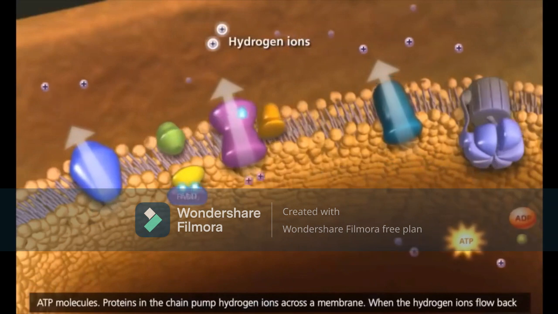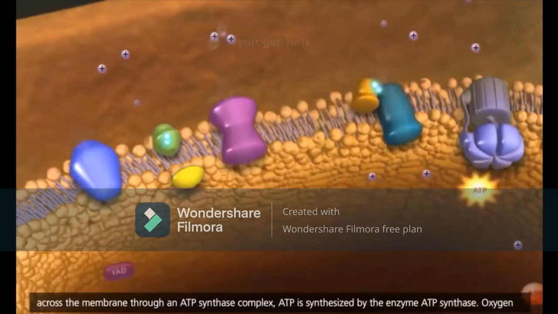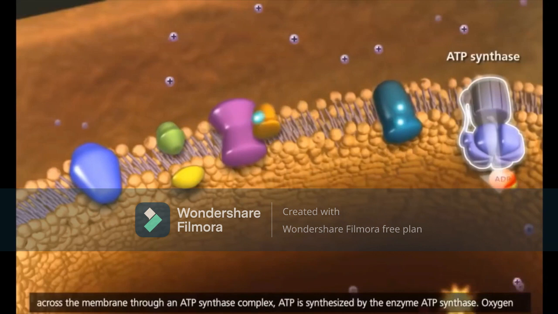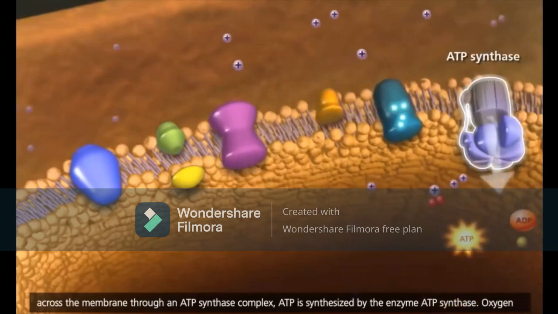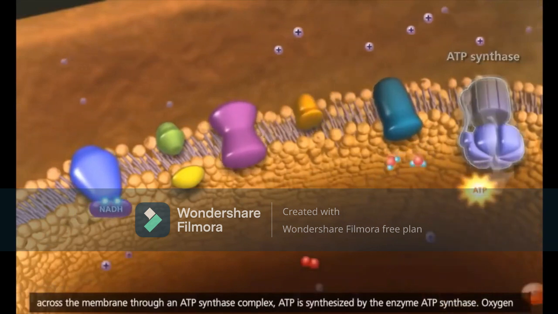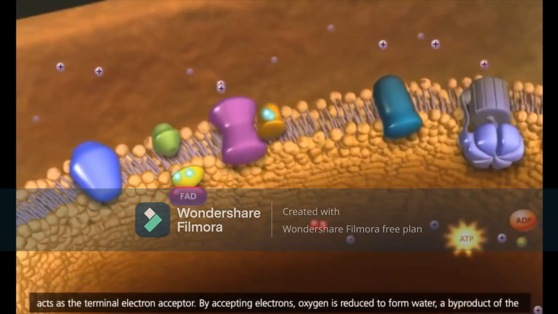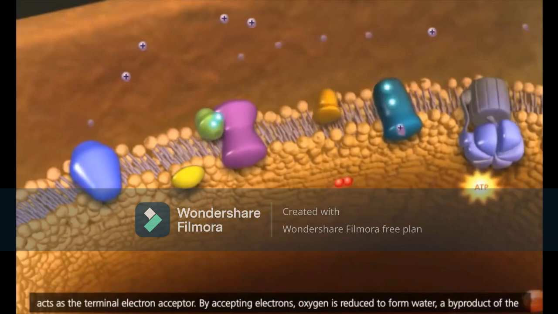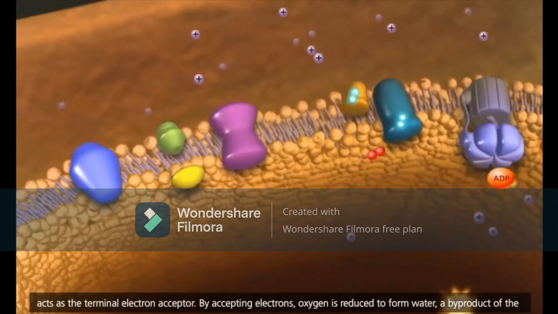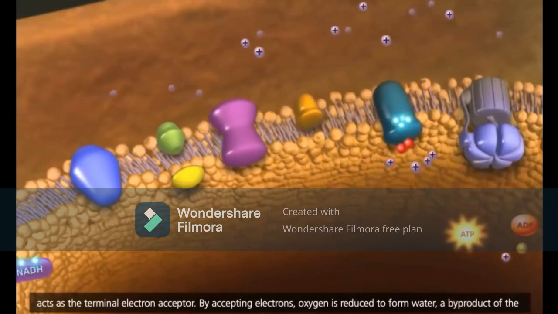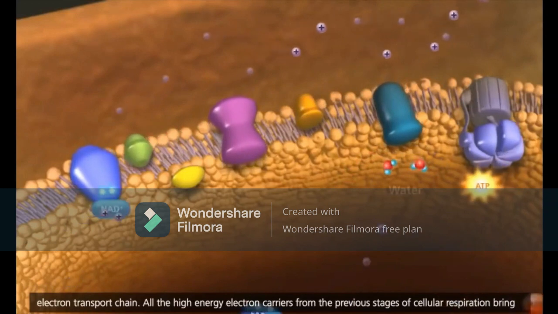When the hydrogen ions flow back across the membrane through an ATP synthase complex, ATP is synthesized by the enzyme ATP synthase. Oxygen acts as the terminal electron acceptor. By accepting electrons, oxygen is reduced to form water, a byproduct of the electron transport chain.